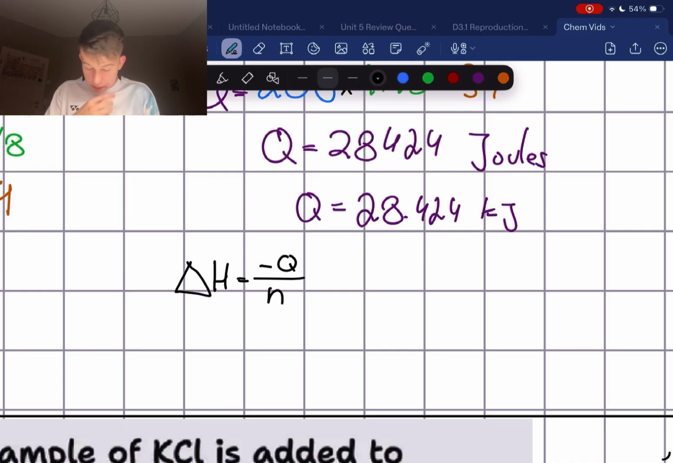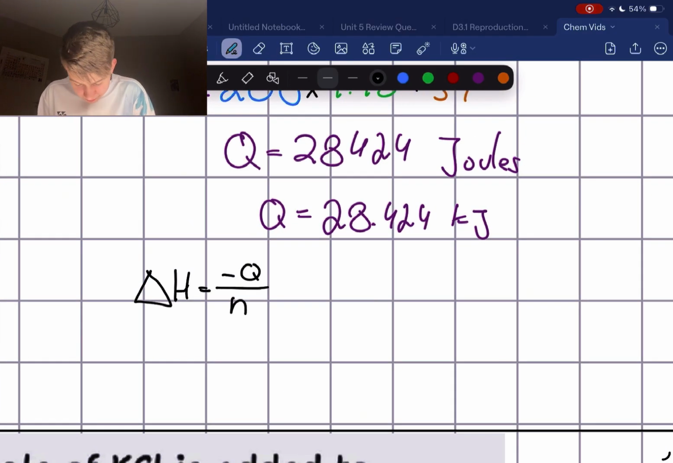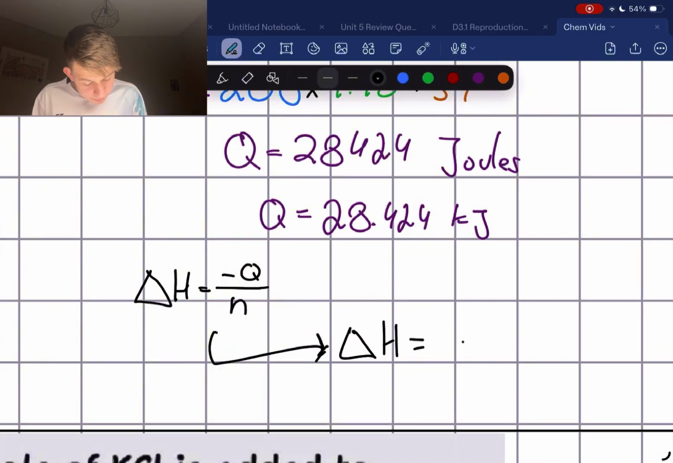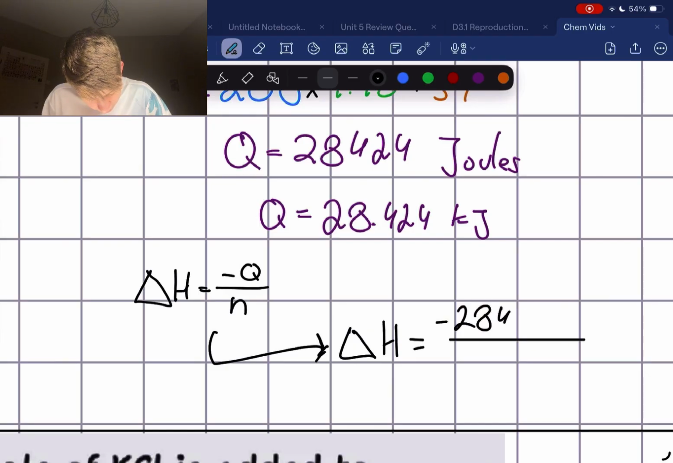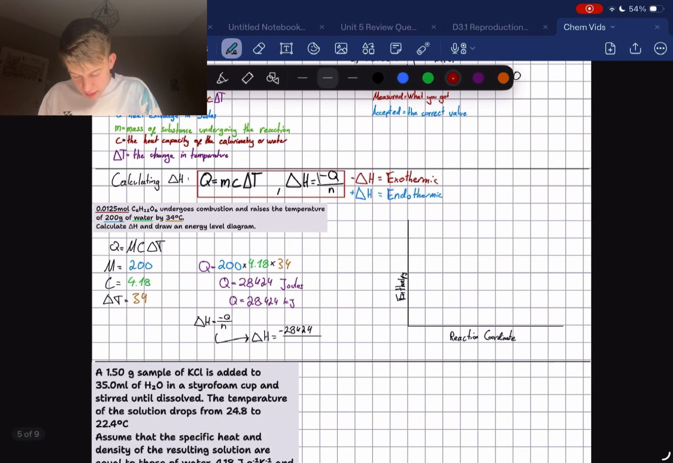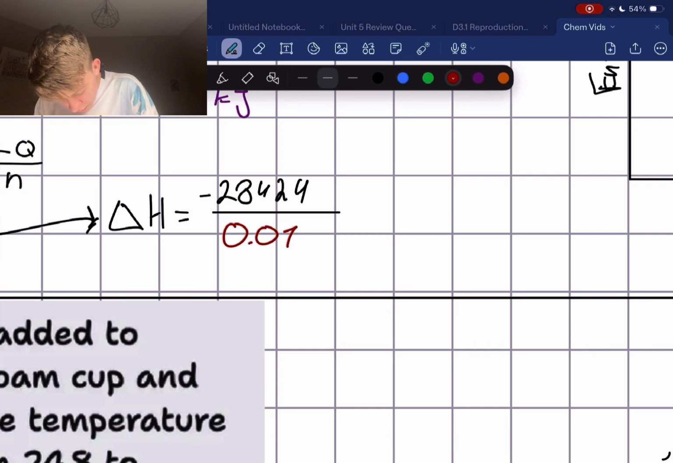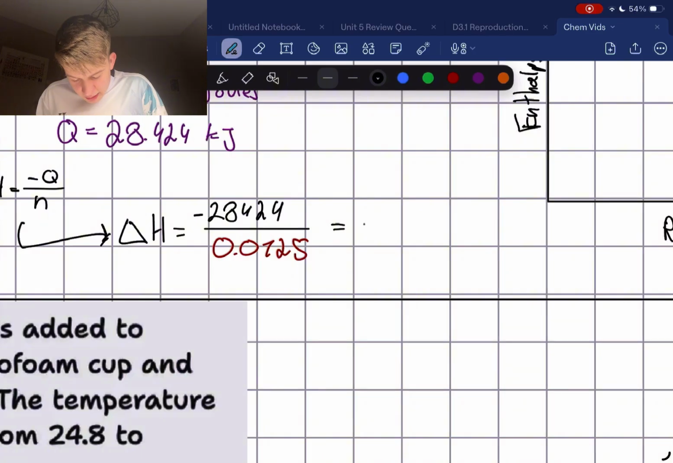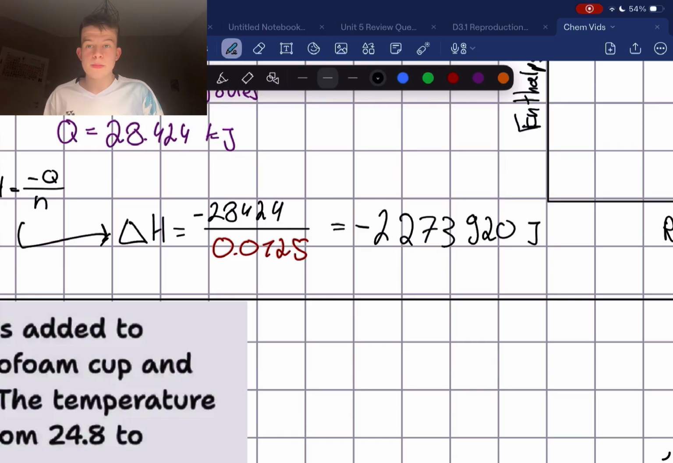So we have our Q, and we can put it directly in: negative 28,424, and we have the number of moles, which is 0.0125 mole. Let's write it down, 0.0125 mole. And that will give us negative 2,273,920 joules. Important, joules.